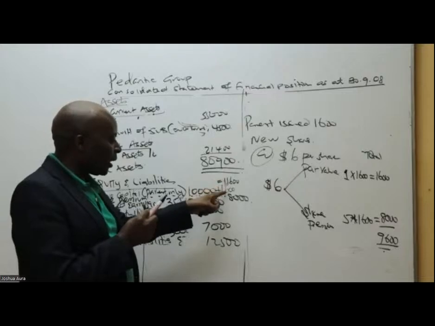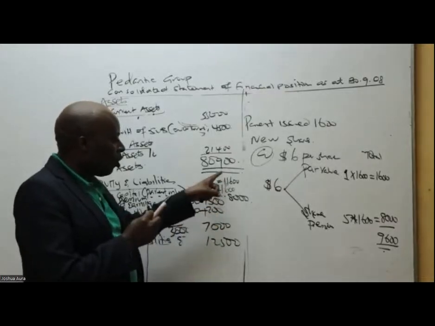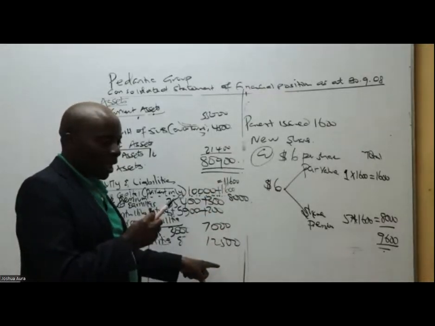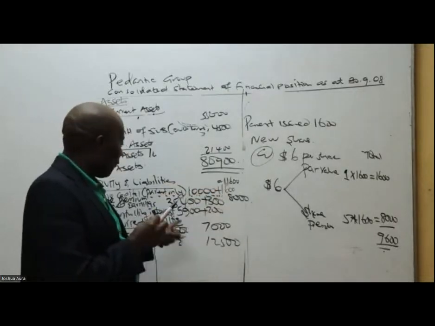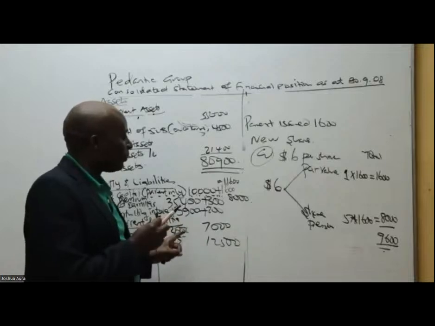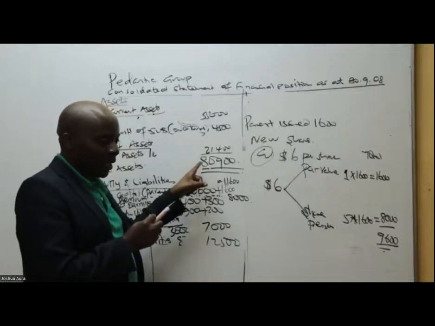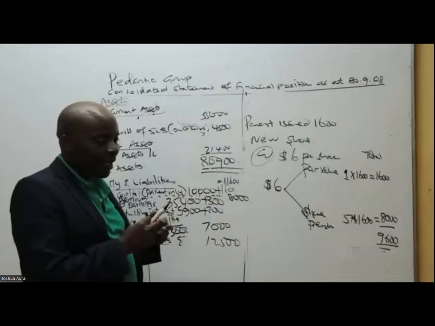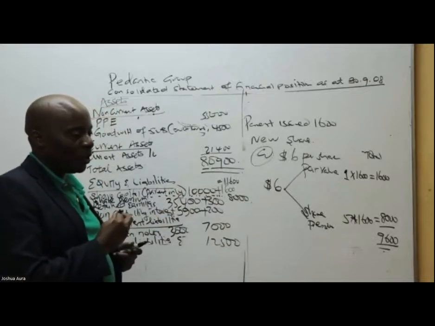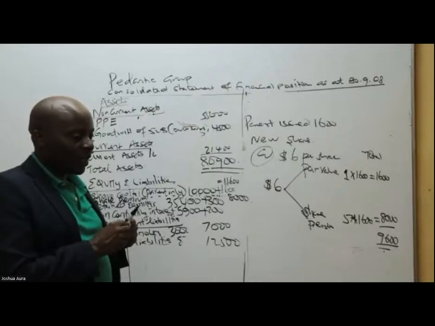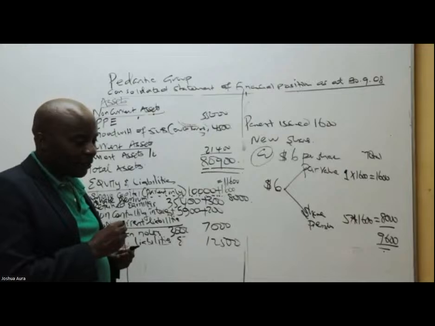Can somebody add these entire things? All of them. Total liabilities, total equity and liabilities. From the share capital, you add all of them, and then we get to see whether we are getting the same 8,900. Can somebody confirm that? Total equity and liabilities.